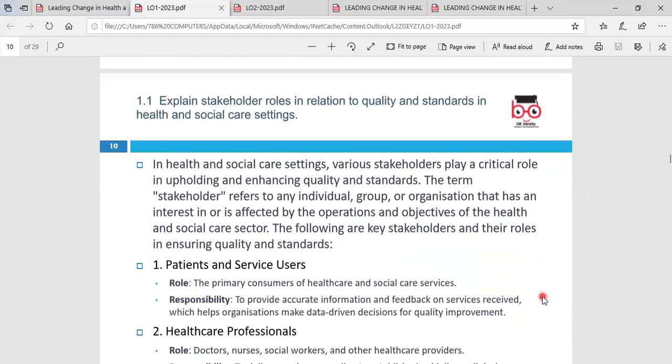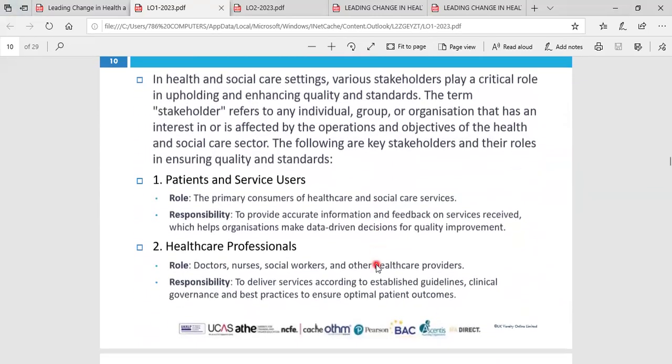So we talked about what is meant by quality and how we assess it. So we're talking about stakeholder roles with regards to quality and standards in health and social care settings. So there are different stakeholders: patients and service users. We tend to use them synonymously. They are the primary consumers of healthcare and social care services.